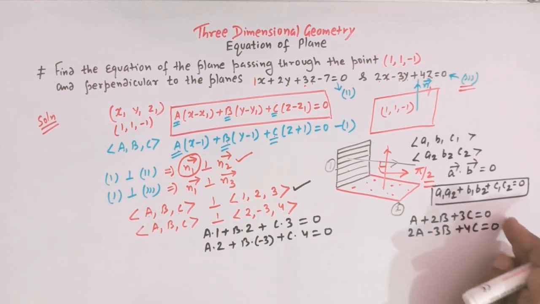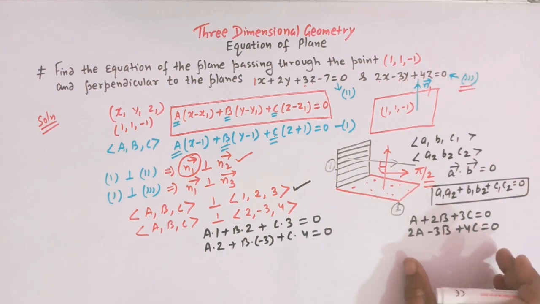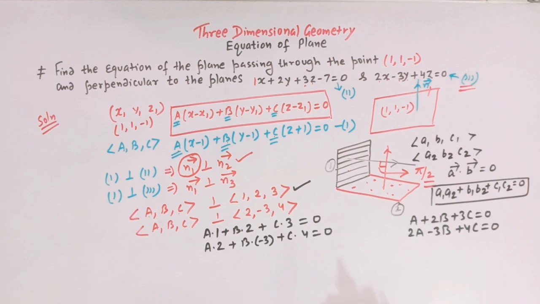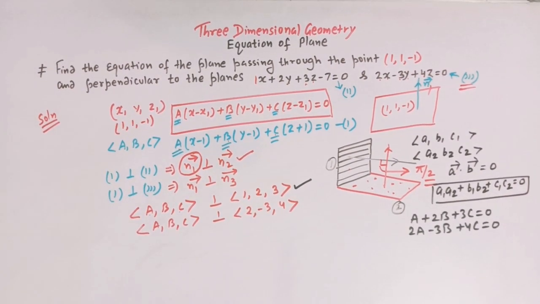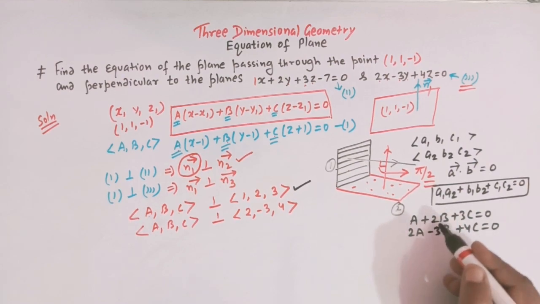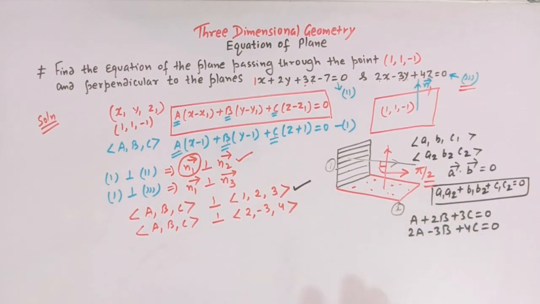And in order to solve these two equations, we can either use the method of cross multiplication, or the method of elimination, right? So here we will prefer to use the method of elimination. In the method of elimination, we try to eliminate one of the variables. So here we see that if we multiply this equation by 3 and this equation by 2, then we can easily eliminate b, right?